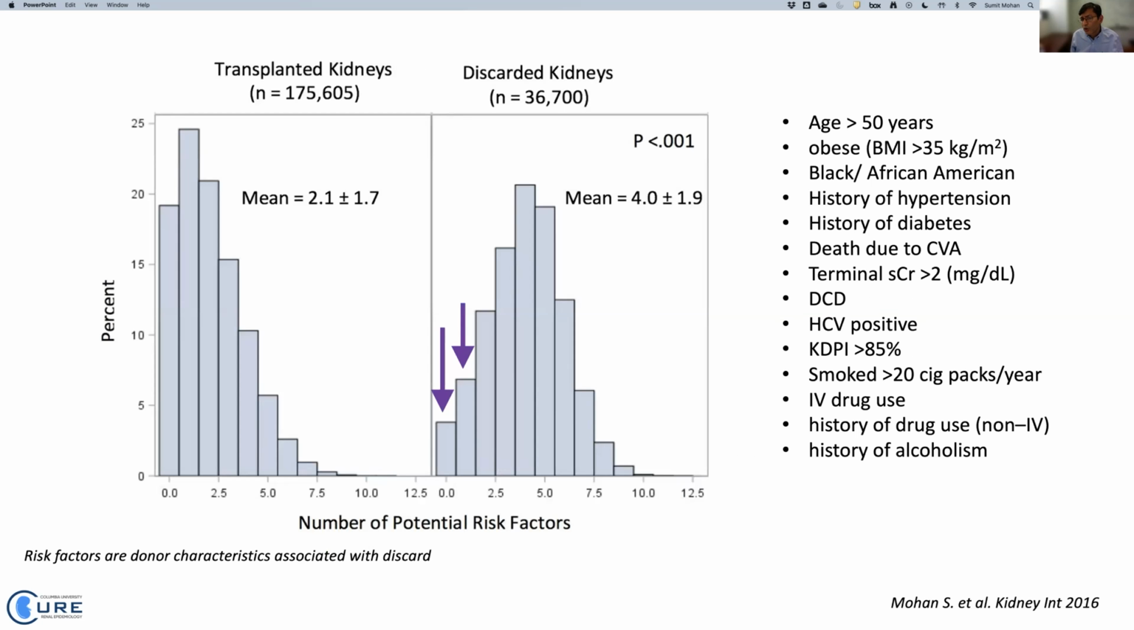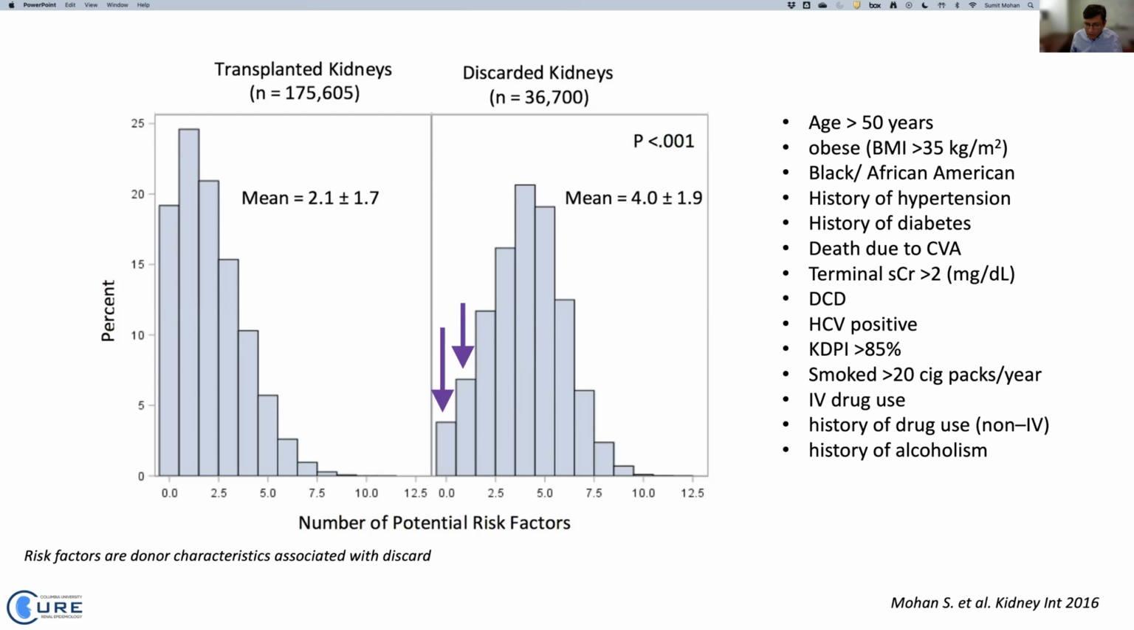So we went back and we looked at all the characteristics that we know to be associated with high discard rates: older age, obesity, VDs, diagnoses, high serum creatinines, things like that, a long-standing history of smoking or IV drug abuse, and said, okay, how many of these characteristics actually exist in the donors where we are using the kidneys versus the ones who were not? And we found that at least in 15% of those donors, they had none of these characteristics, not a single one.